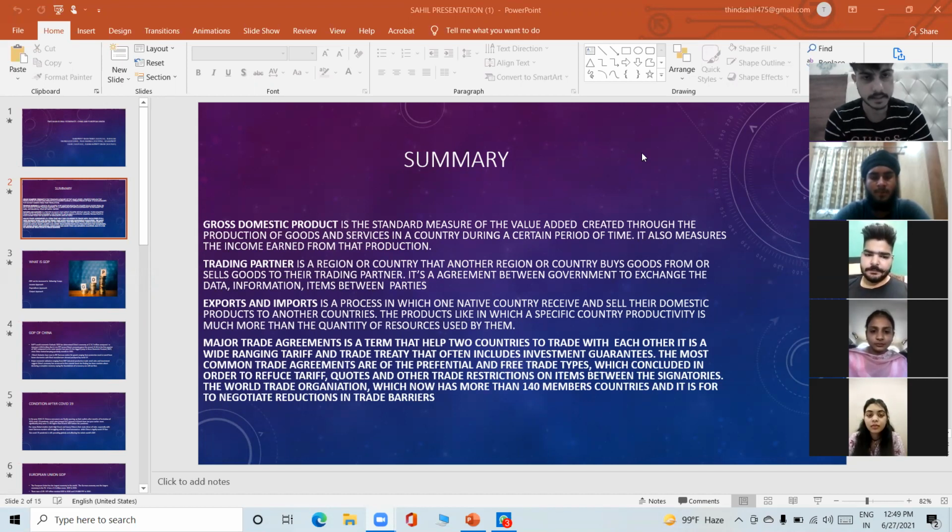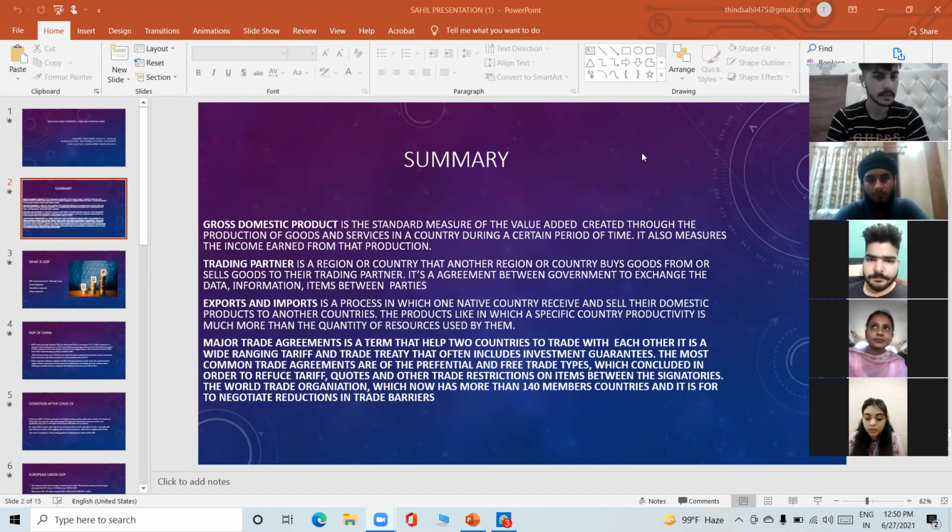The third point is exports and imports. It is a process in which one native country receives and sells its domestic products to other countries. The products are those in which a specific country's productivity is much more than the quantity of resources used by them.